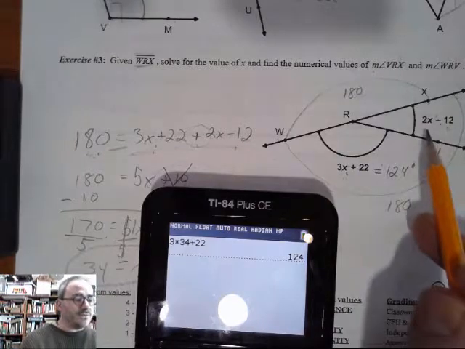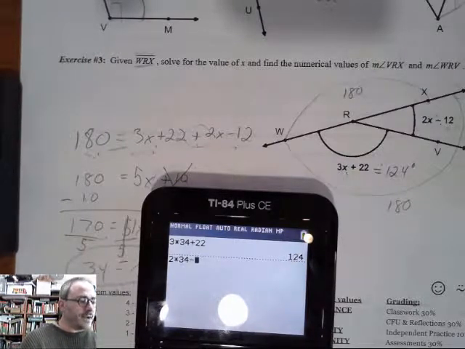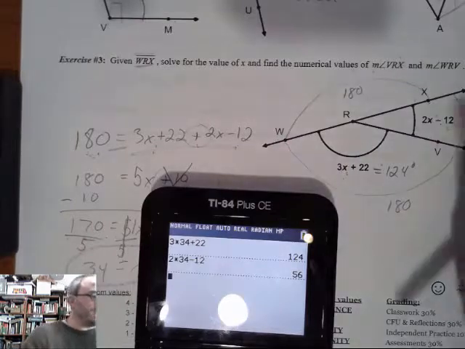Now I solve for this one. The expression is 2x minus 12. Well, I know what x is, so 2 times not x, but 34 now, minus 12. Enter, this is 56.